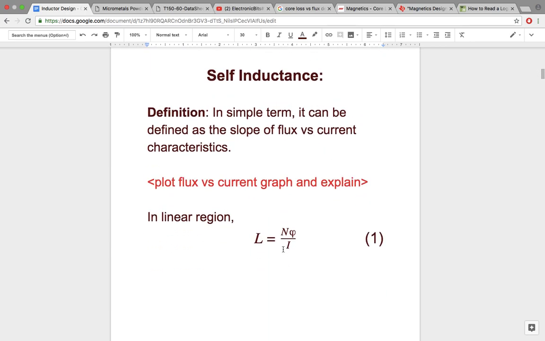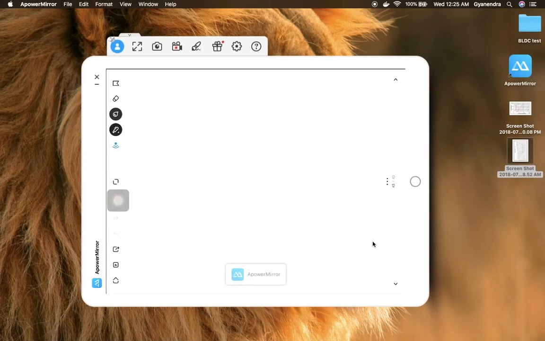In an inductor we basically have one winding, and hence there will not be any other mutual windings, so it will be mostly dominated by self inductance. So what is the definition of self inductance? The definition of self inductance in brief can be explained by this.